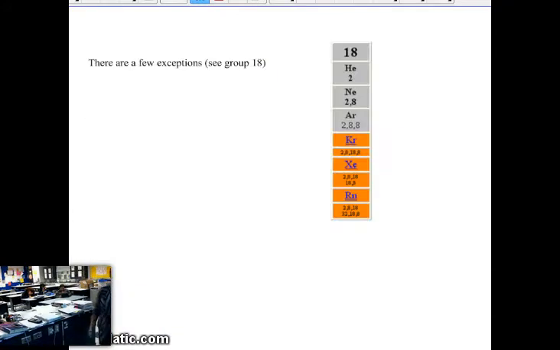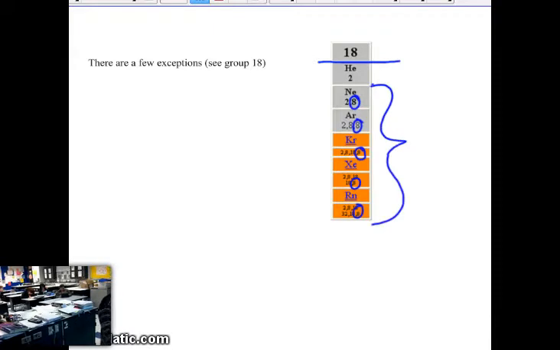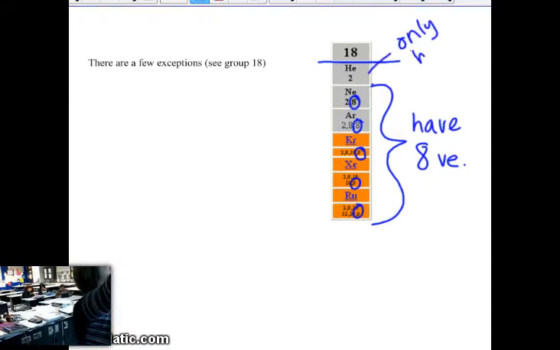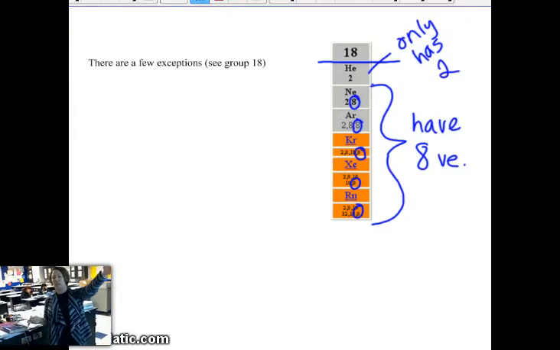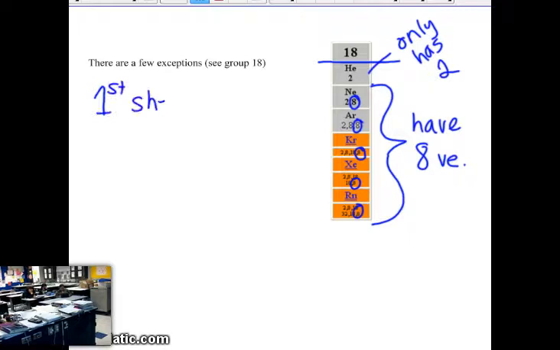Okay? There are a few exceptions to this. If you notice group 18, everybody in group 18, from neon down, they all have 8 valence electrons. However, helium up here only has 2. So the question becomes, why do we place helium in group 18 and not group 2? Why doesn't it belong in group 2? And the answer to that is if you remember, the first shell of electrons is full with 2.